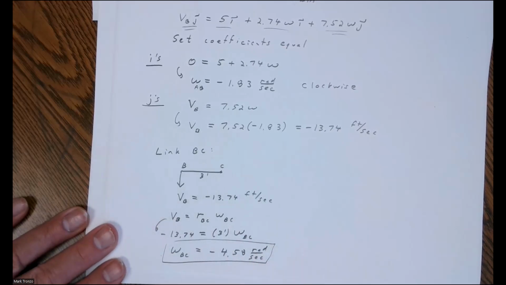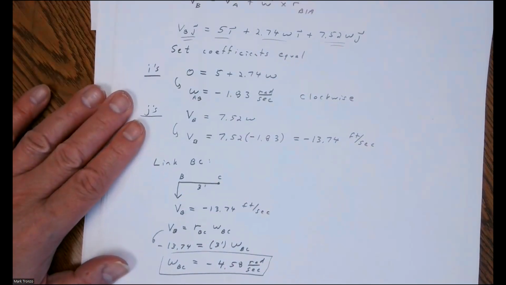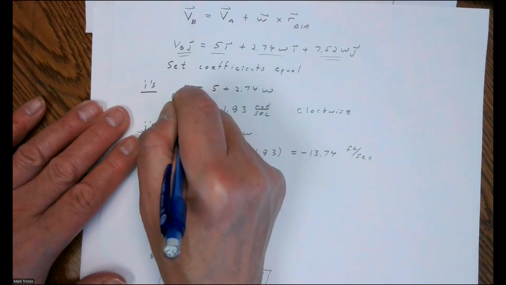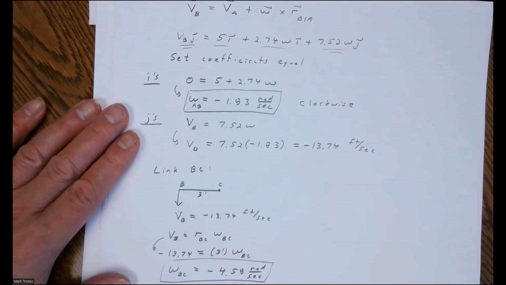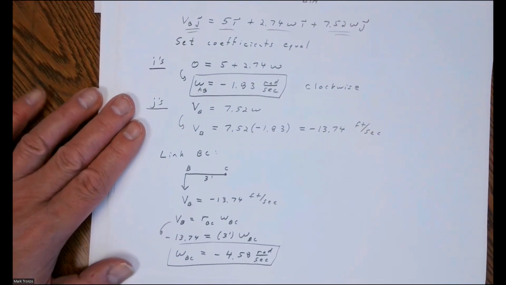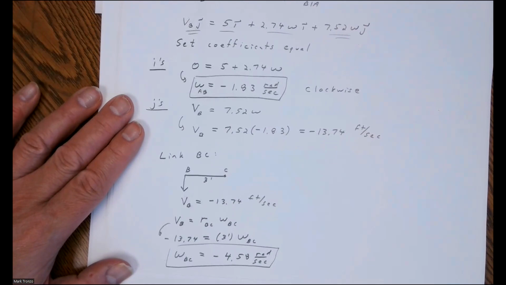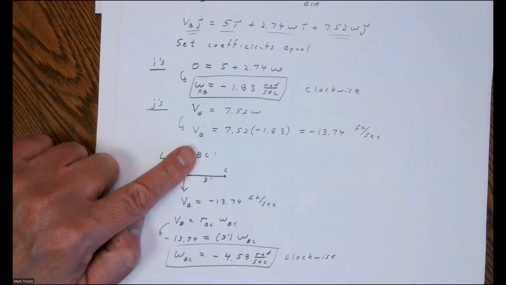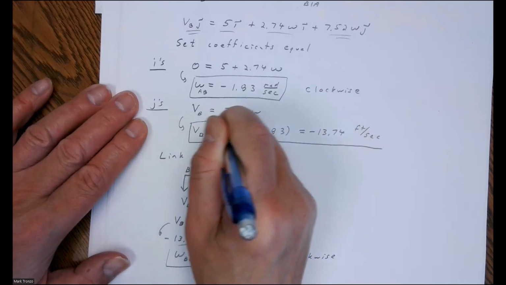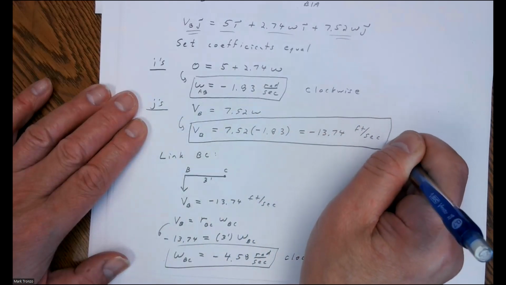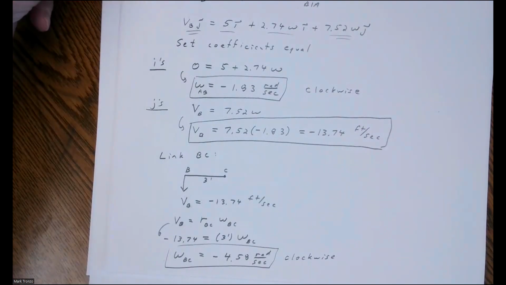And so we found everything that we wanted to find. We found the angular velocity of AB, and that was negative, so that was clockwise. And we found the angular velocity of BC. Once again, that was negative, so that must also mean clockwise. And we found the velocity of point B, like that.